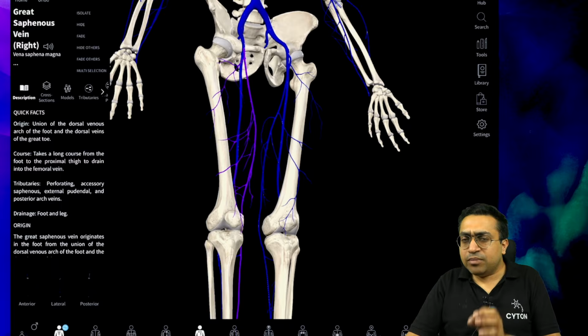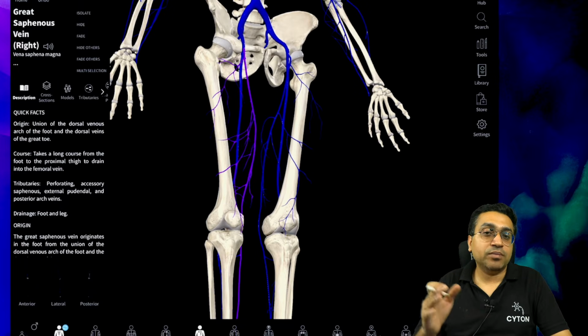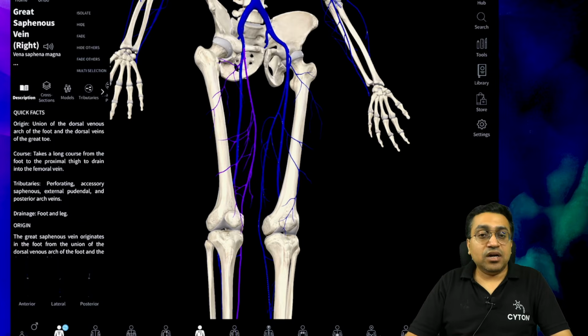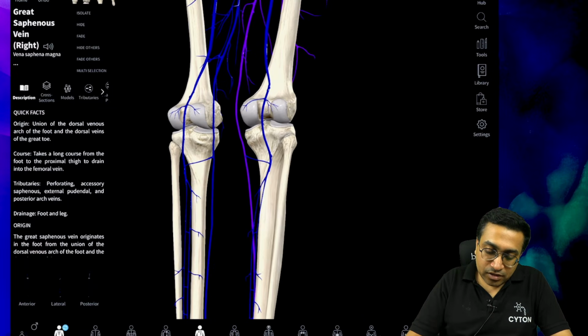It is a very important vein as it is most commonly used in grafting purposes, especially in coronary artery bypass surgery, CABG, if you know. Okay, so all these things are very important, clinically relevant. We will discuss region wise. Right now I'm just showing you the major veins in this lower limb.